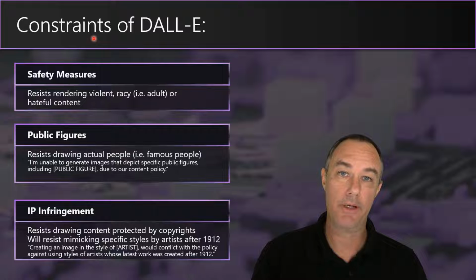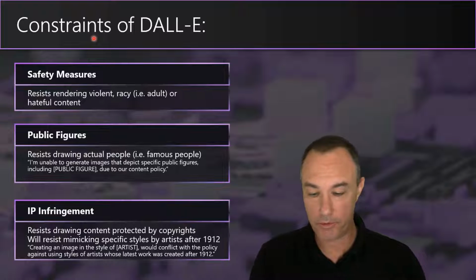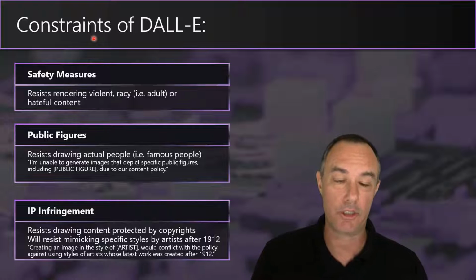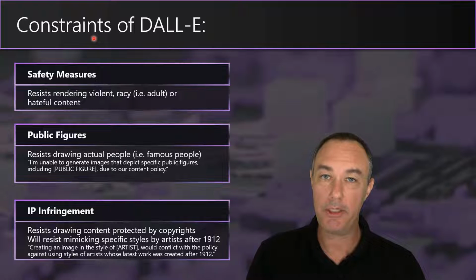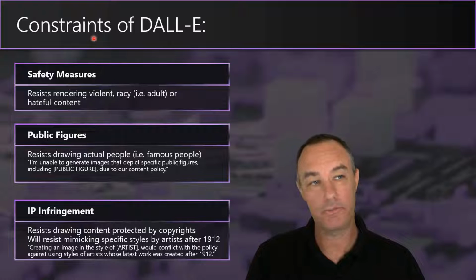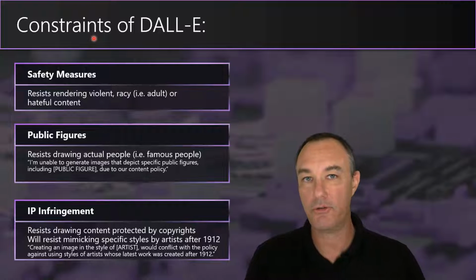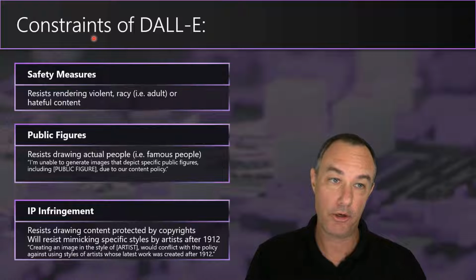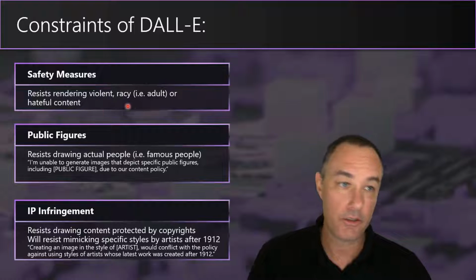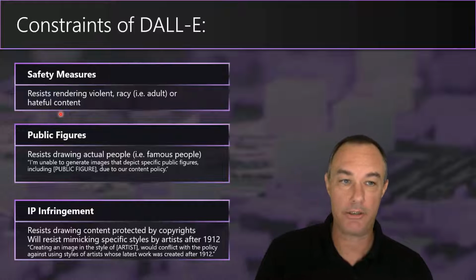So there are guardrails in place, and that was one of the reasons why DALL-E 3 came out in August and we didn't get access to it until October, because it was being red teamed, and that means that people are trying to do malicious things to improve the guardrails. It has safety measures: nothing violent, nothing racy, no hate content.